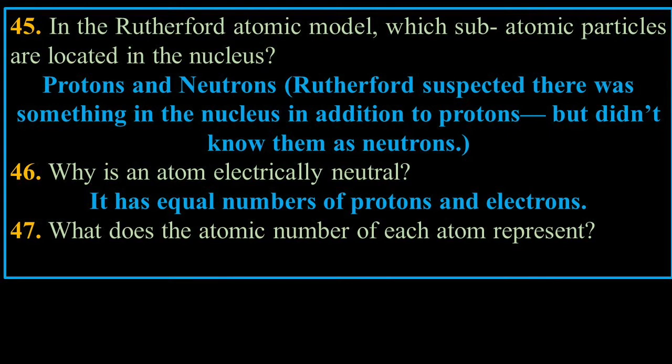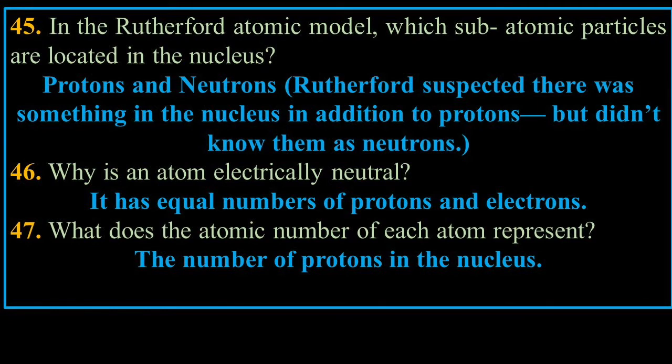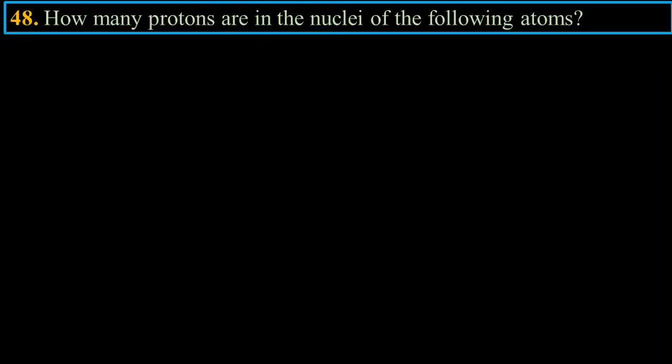What does the atomic number of each atom represent? It represents its identity, the number of protons in the nucleus. So every element has a unique number of protons. They can have the same number of neutrons or electrons at one time or another, but protons are special.